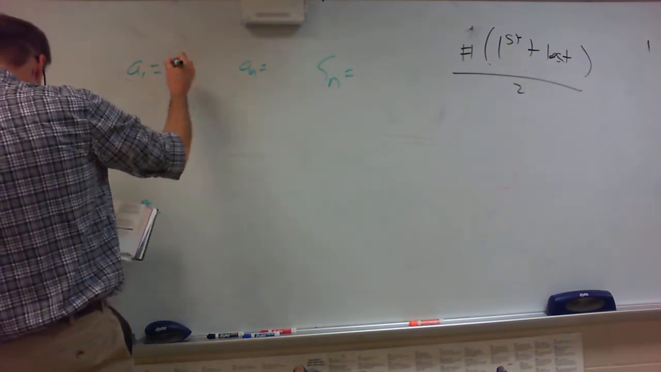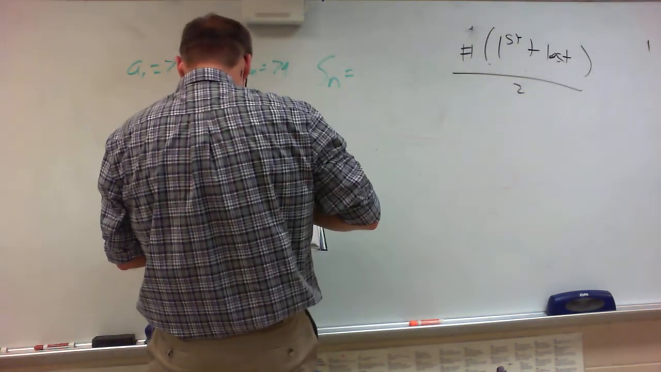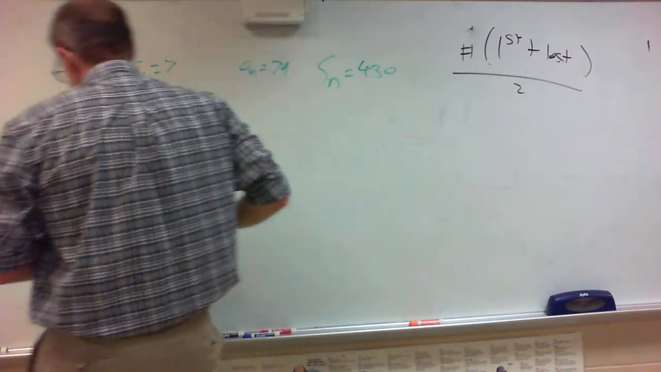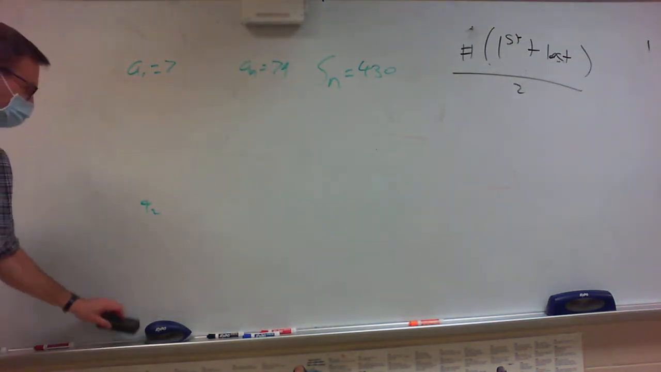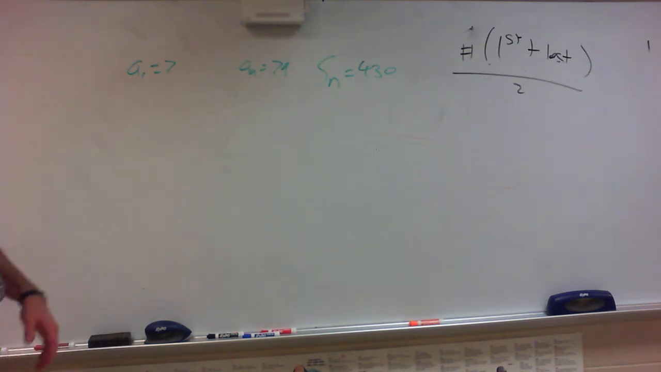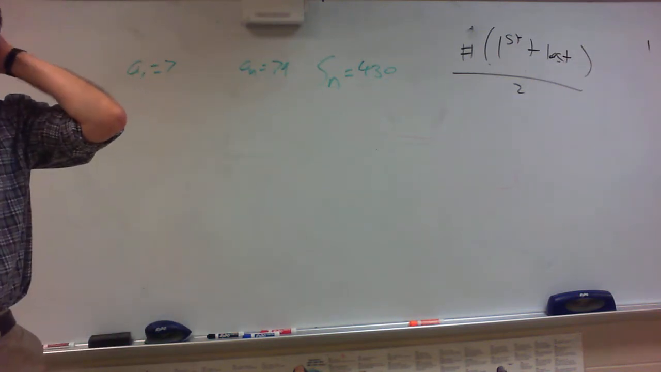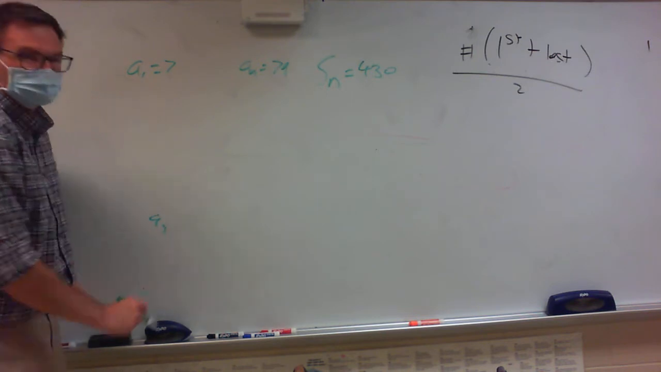I'll say a sub 1 is 7. I'll say a sub n is 79. And I'll say the sum is 430. Okay. Just looking at my notes, and my notes didn't make sense. Okay, same type of problem, but I messed up with the numbers. And I still want to know what's the second term.